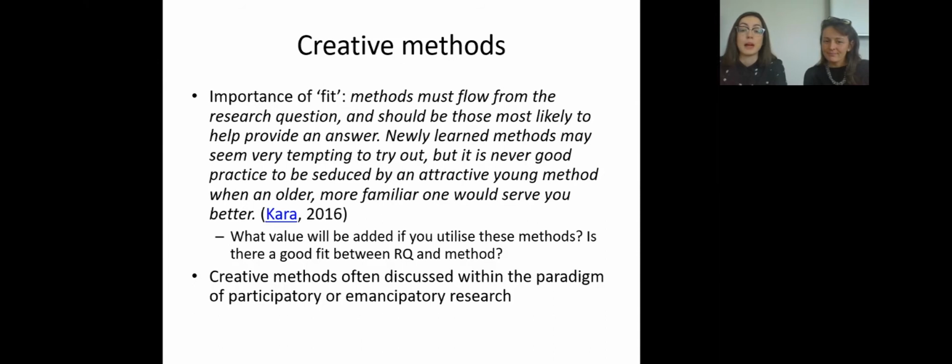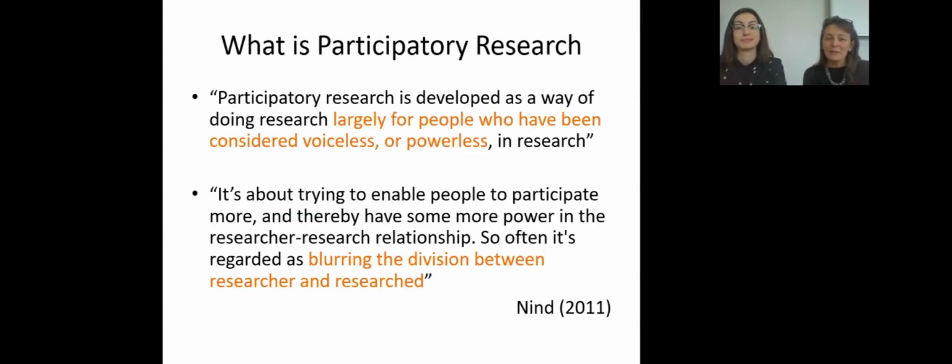So before I pass on to Carli, the last point of this part is that creative methods are often discussed within the paradigm of participatory or emancipatory research, which Carli will now go on to talk about. Thank you, Jo. So I'm going to spend a little bit of time just talking through what we mean when we talk of participatory research.